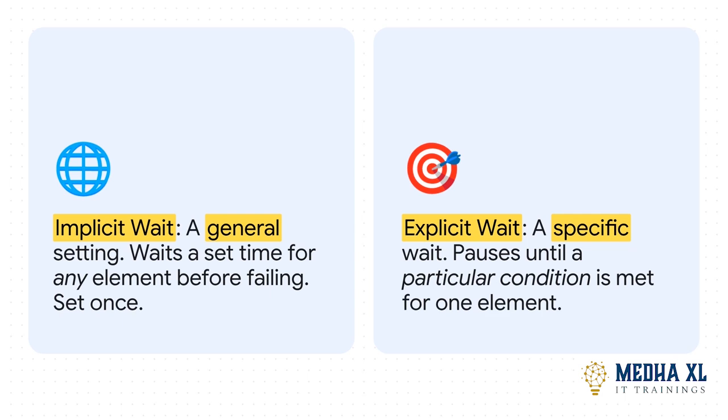An explicit wait is the opposite. It's a scalpel. It's incredibly precise. You use it to tell your script to wait for one specific condition to be true, like wait right here until this exact button becomes clickable.